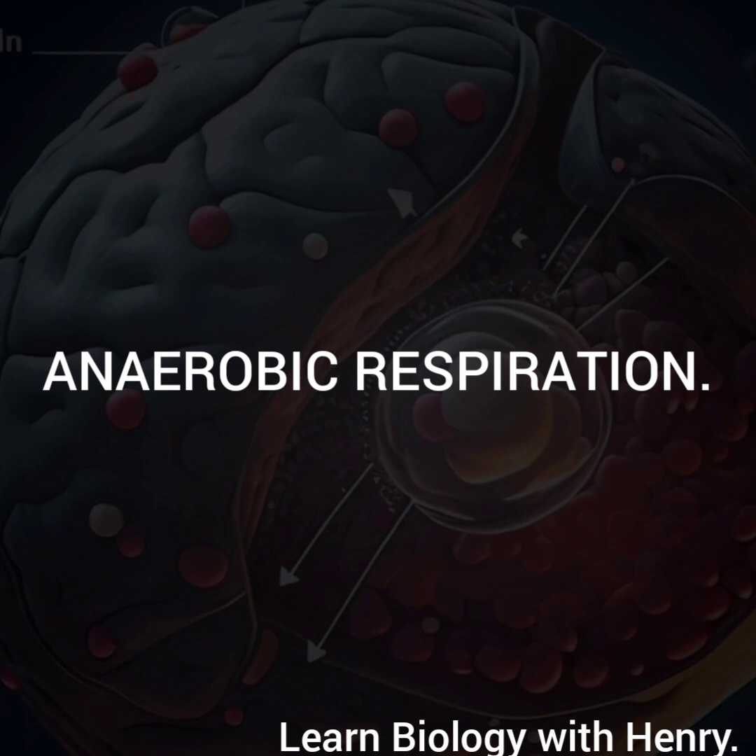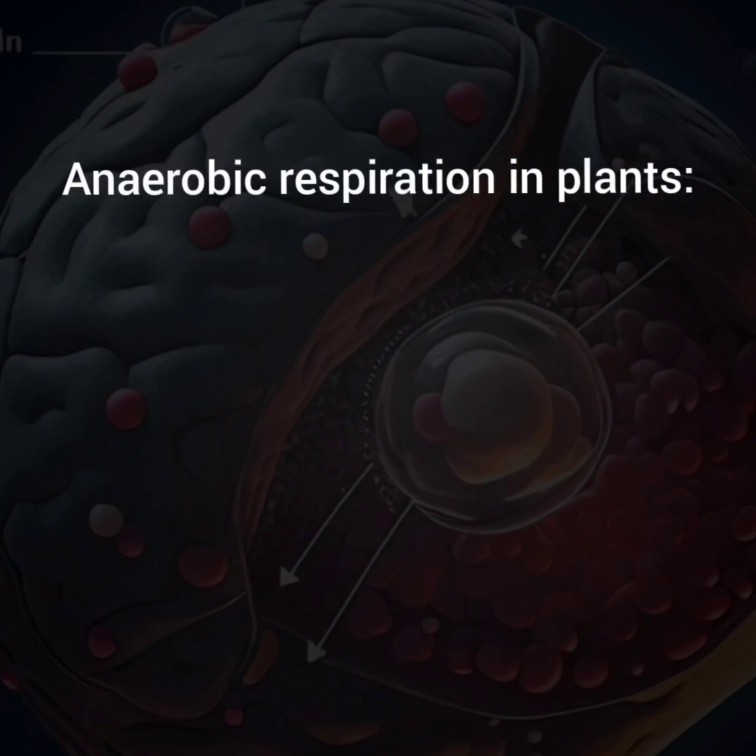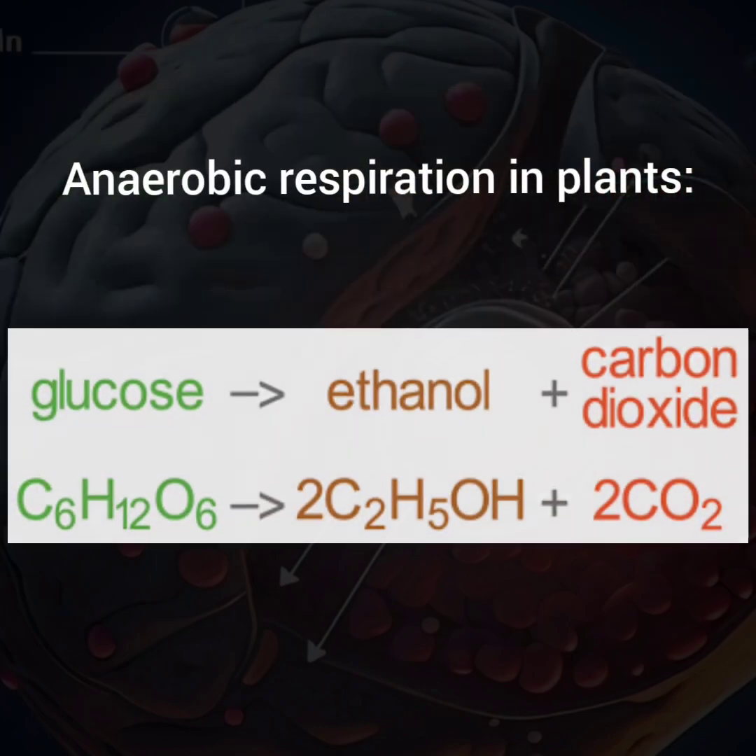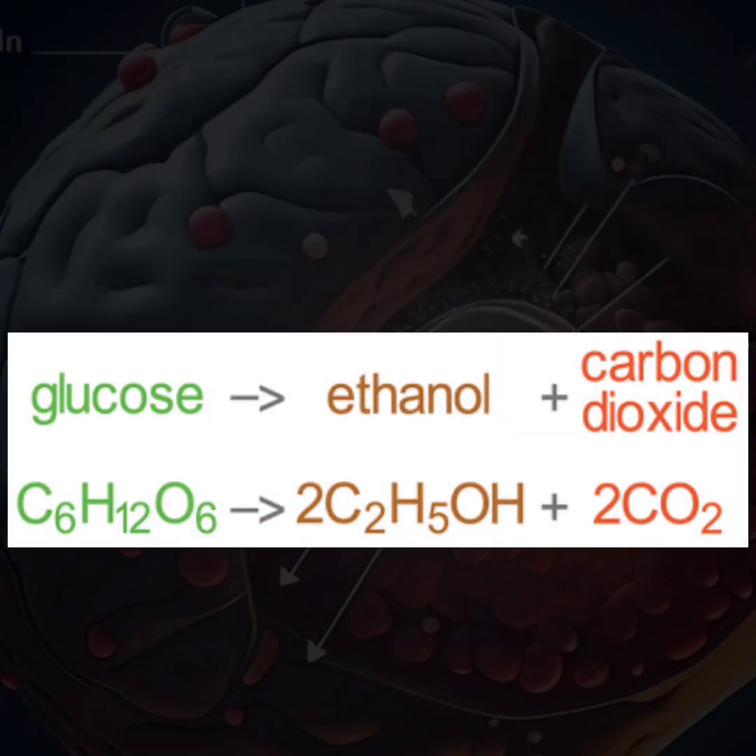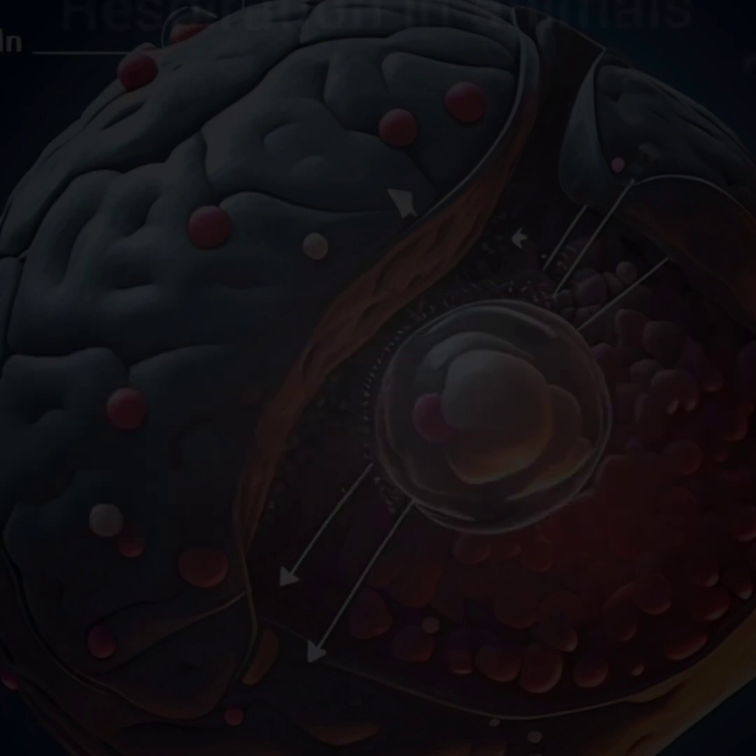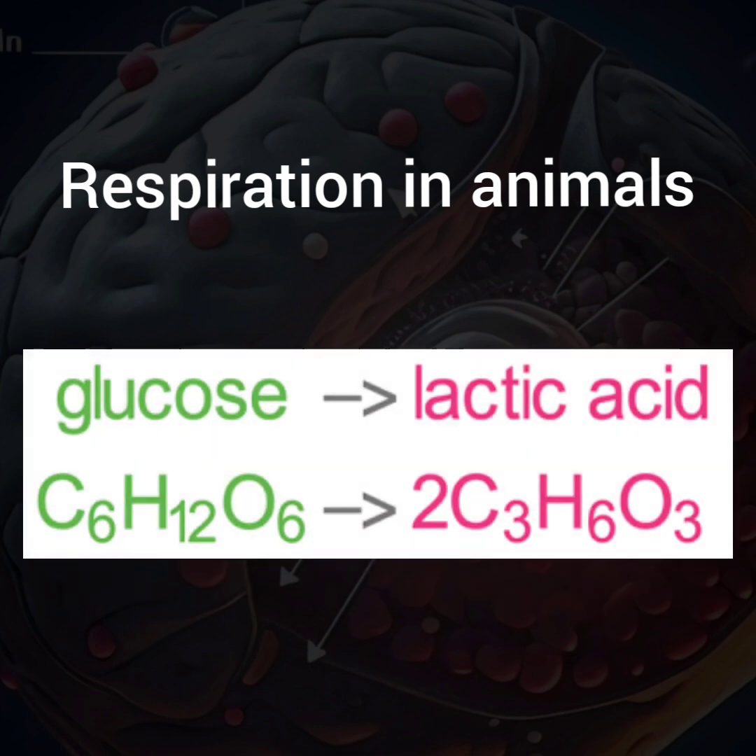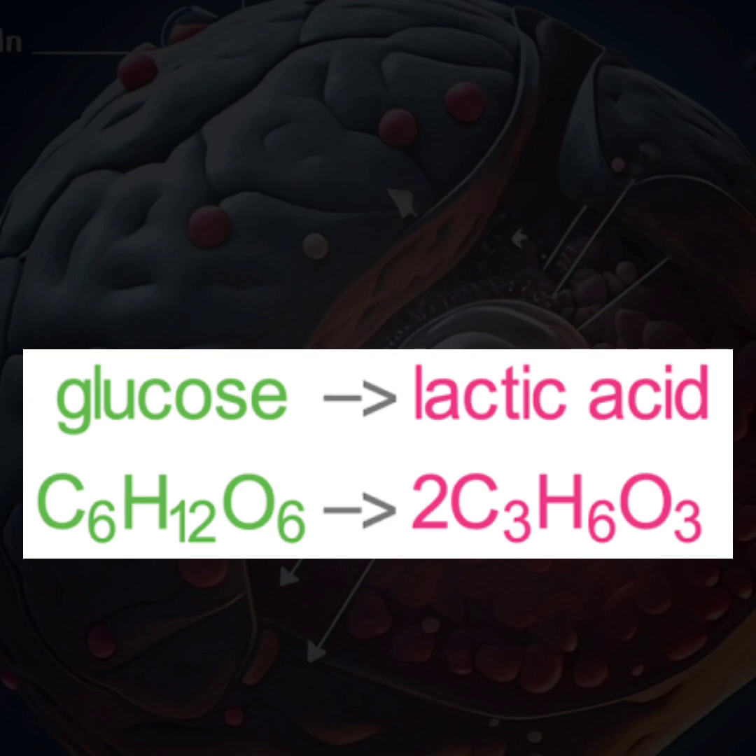The end product of respiration is the production of energy in the form of ATP, but the energy produced in anaerobic respiration is very low. Let's consider the equation representing anaerobic respiration in plants. 1 molecule of glucose is broken down to 2 molecules of ethanol, and 2 molecules of carbon dioxide are released with energy. While in animals, 1 molecule of glucose is broken down in the absence of oxygen to give 2 molecules of lactic acid and energy.